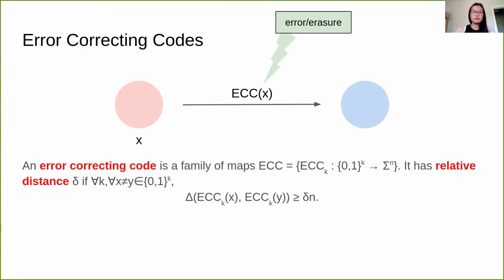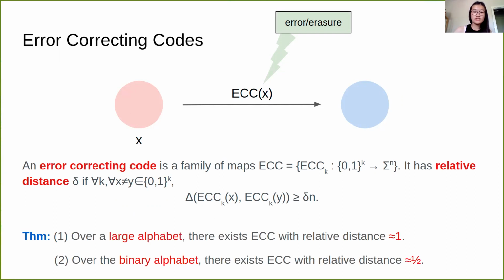So more precisely, an error correcting code is a family of maps, and it has relative distance delta if for all X not equal to Y, the Hamming distance between the encodings of X and of Y is at least delta n, where n is the length of the encodings. So relating this back to error erasure resilience, it turns out that relative distance delta implies that you can correct back to the original code word as long as there are fewer than delta n over 2 errors or delta n erasures.